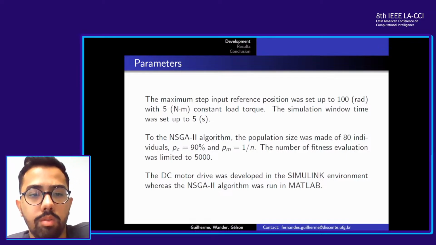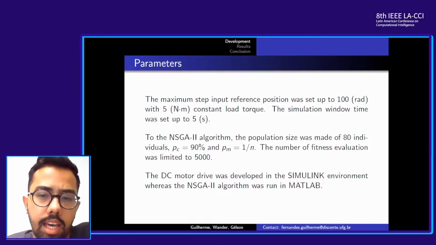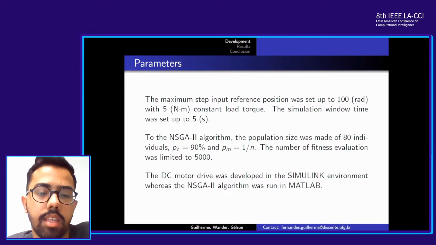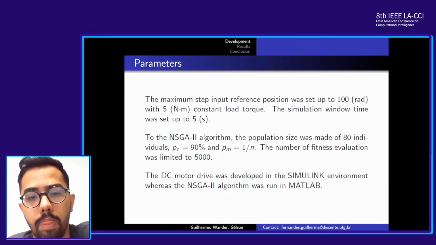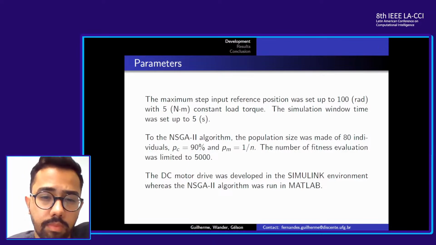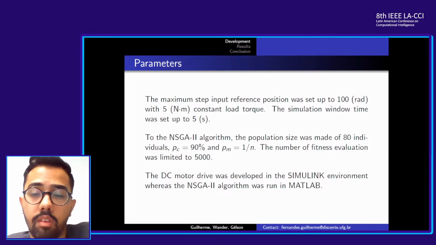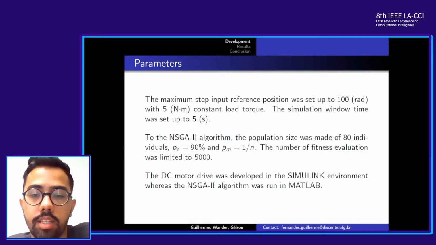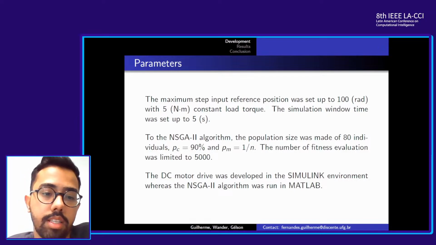For the NSGA2 algorithm, the population size was made of 80 individuals, crossover probability equal to 90%, and the mutation probability the inverse of the number of variables. And the number of fitness evaluations was limited to 5,000. The DC motor drive was developed in the Simulink environment, whereas the NSGA2 algorithm was run in MATLAB.